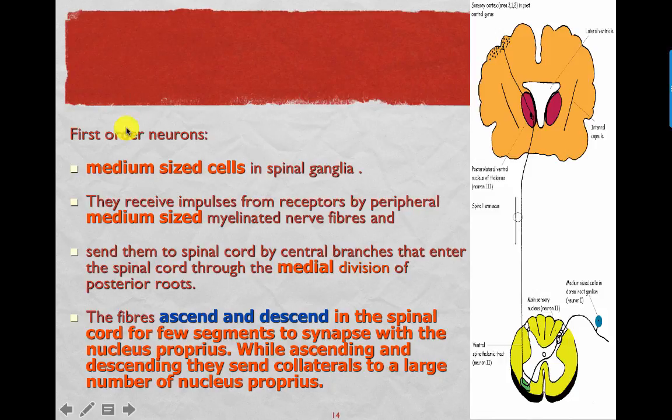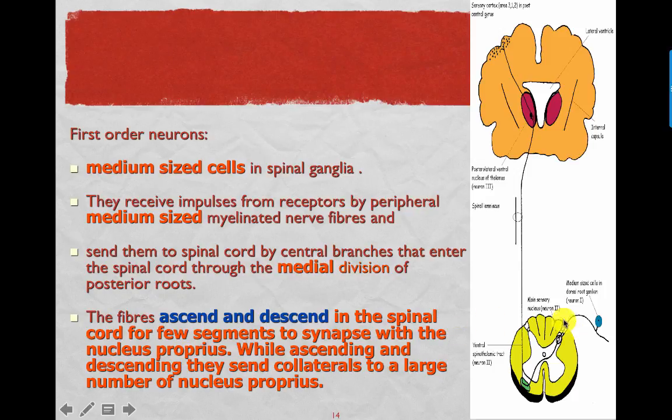Here again, the first order neuron is the medium-sized cells in the spinal ganglia. Peripheral branches are medium-sized myelinated, and they pass through the medial division of the posterior root. Take care that the letter M is very evident in this pathway. Then the fibers will ascend and descend a few segments before synapsing with the main sensory nucleus, which is the second order neuron, which has another name, nucleus proprius.